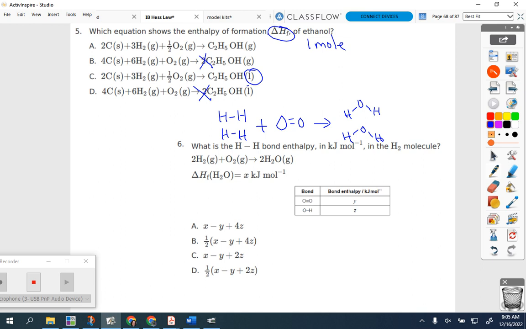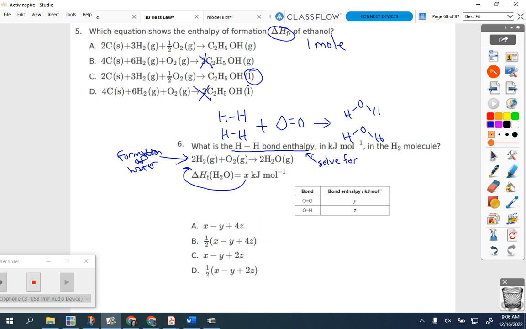Now, this is like another question that I think we're going to go over. It gives us the enthalpy of formation of water. We know that it's X, okay? This equation is the formation of water, right? So this enthalpy, X, is the enthalpy of this equation. So this is a situation where you're given the enthalpy of the equation and some of the bond enthalpies, and you're being asked to solve for the HH bond enthalpy. Okay?